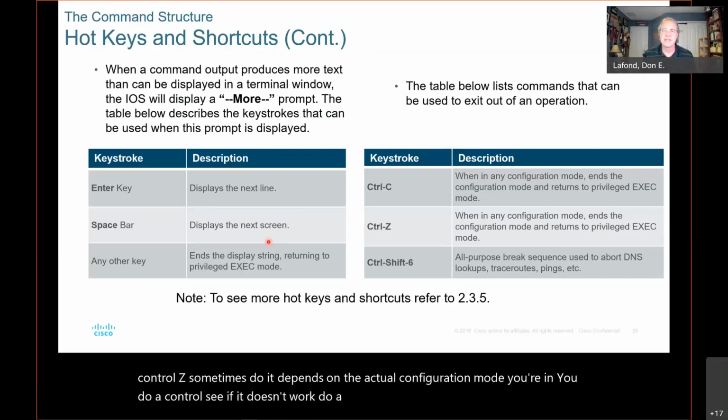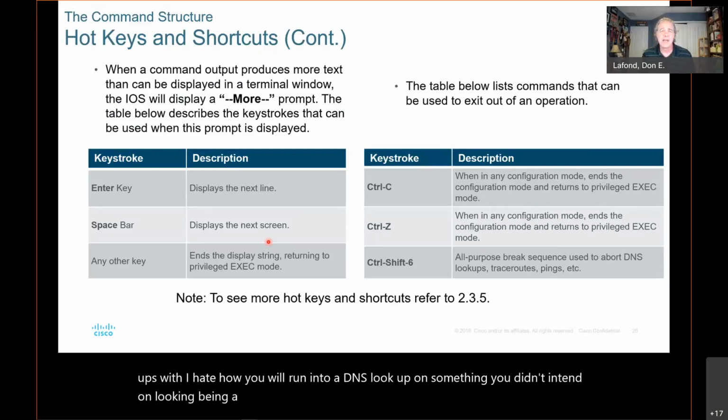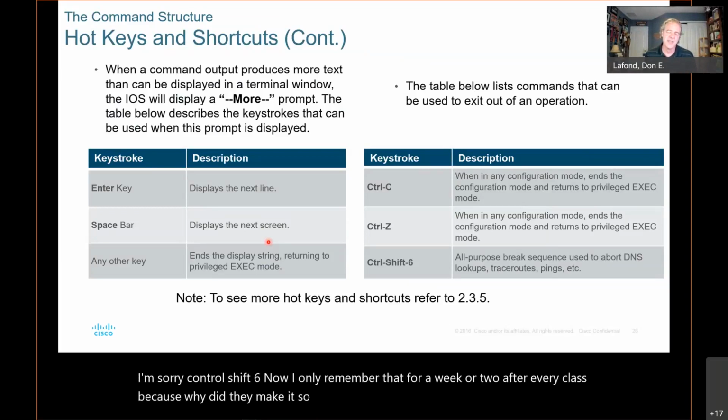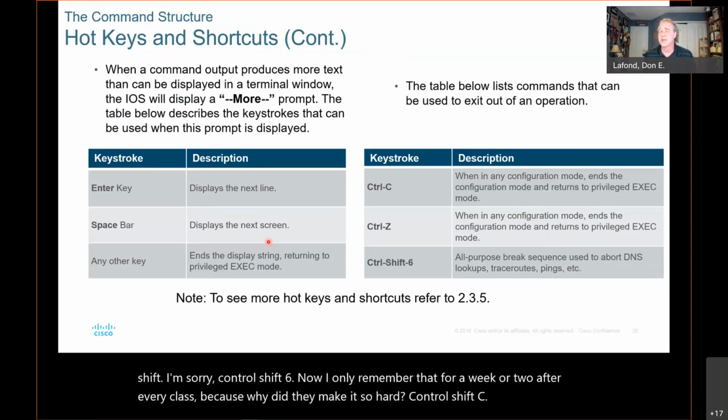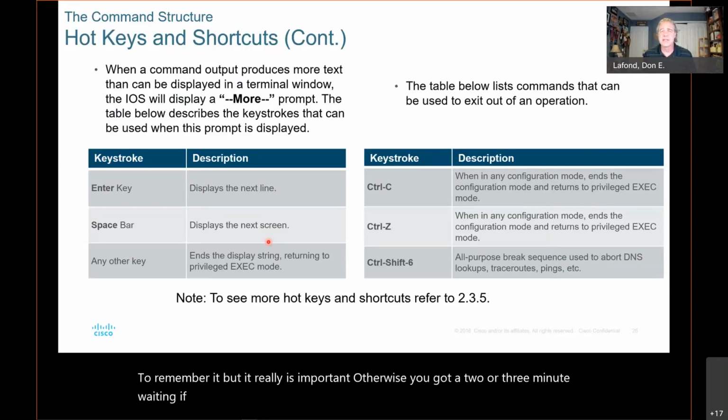Now there's some things like DNS lookups, which I hate. You will run into a DNS lookup on something you didn't intend to be a DNS. When that happens, you have to remember Control Shift 6. Now I only remember that for a week or two after every class, because why did they make it so hard to remember, Control Shift 6? But it really is important. Otherwise, you've got a 2 or 3 minute wait if you've typed the wrong thing. So definitely write that down in your tech notebook so you have quick access to it.